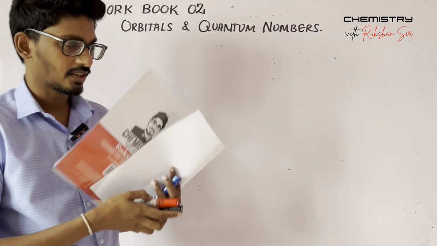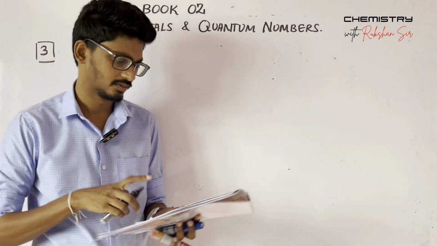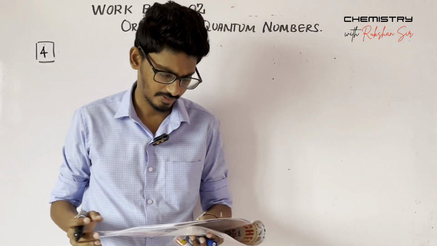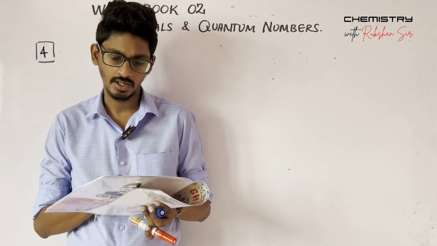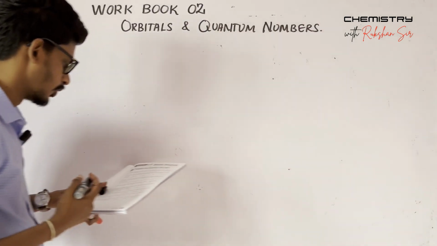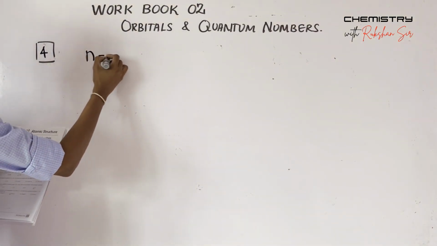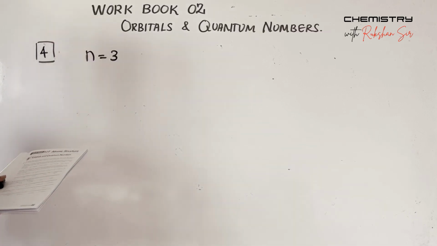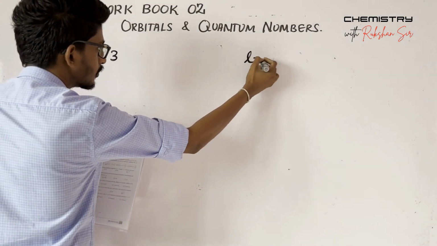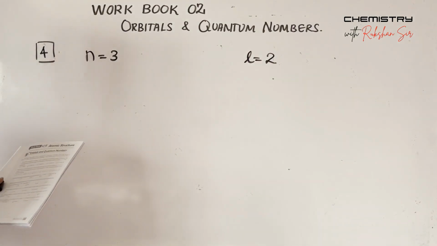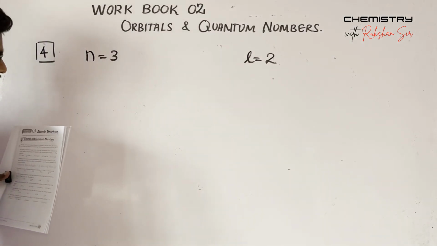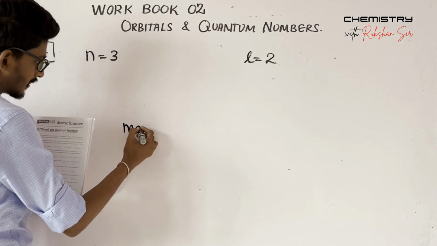Let's discuss the fourth question, the fourth MCQ. Question number 4. See what they are asking. The maximum number of electrons having quantum numbers n equal to 3 and L equal to 2 in an atom are, right? So your n value is 3 and L value is 2. What they are asking for is the maximum number of electrons.